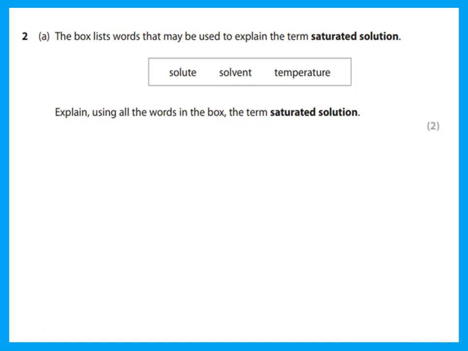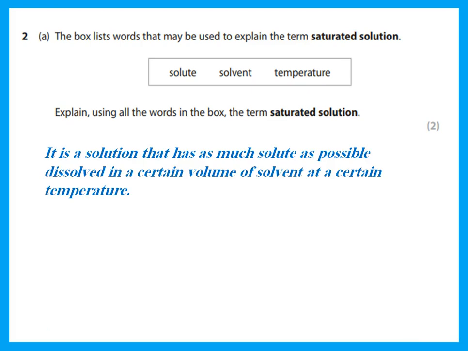The box lists words that may be used to explain the term saturated solution. I'm going to remind you that the word saturated is used twice in our syllabus with two different meanings. If I say a saturated solution, what does it mean? It means it's a solution that has as much solute as possible dissolved in a certain volume of solvent at a certain temperature. So if I have water at a certain temperature and I try to dissolve sodium chloride, for example, some of it will dissolve, and at some point no more will dissolve. That is when I have a saturated solution.